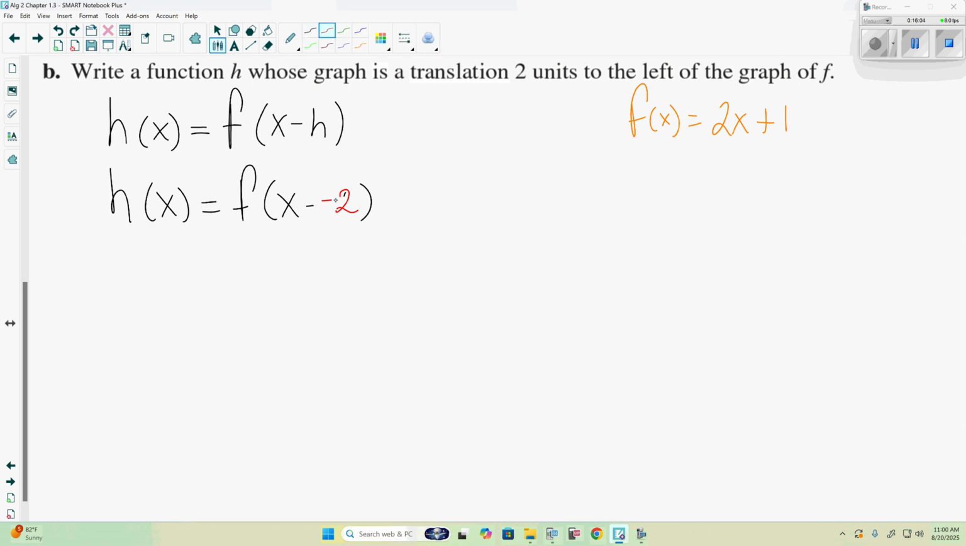There's one way to look at it. Also, we're talking about the value of h. H is moving 2 units to the left. Left is still negative. And as we plug that negative in, we have x minus negative 2.